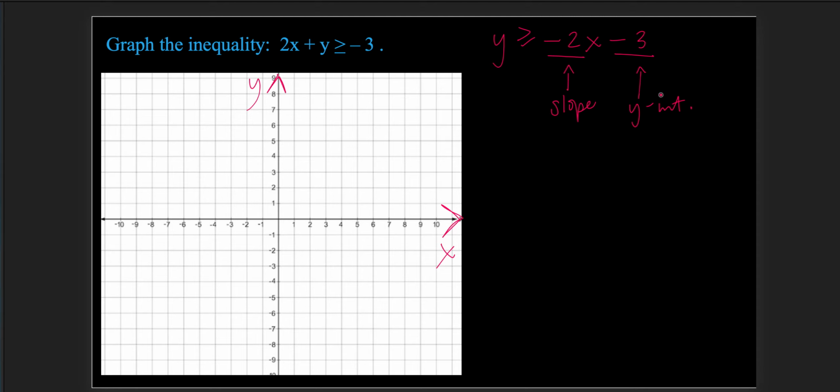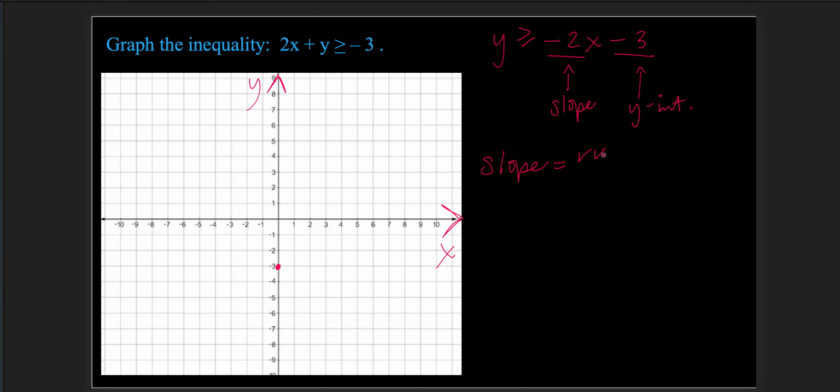So my y-intercept's the first thing I graph because it's very easy. I go to negative 3 on the y-axis and make a dot. So I start to see where my line is going to be. I need one other dot to see how that boundary line will be. I'm going to use the slope to do that.